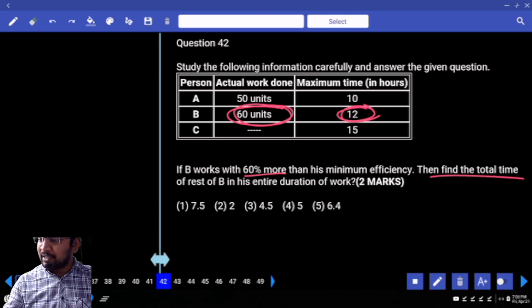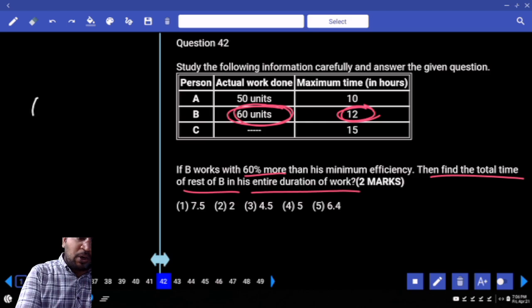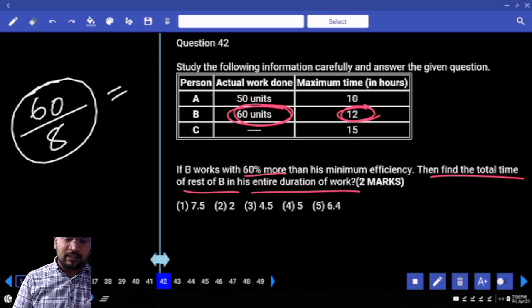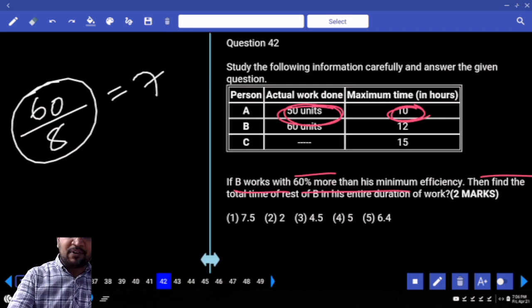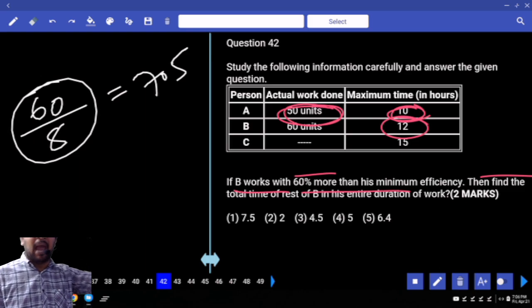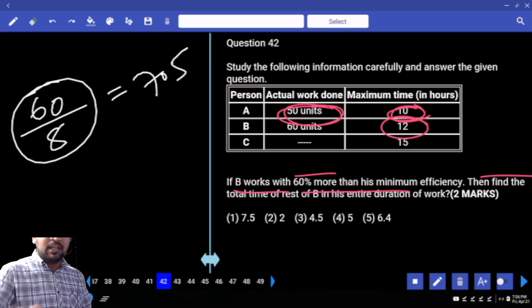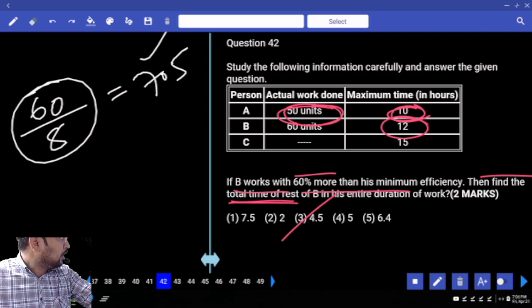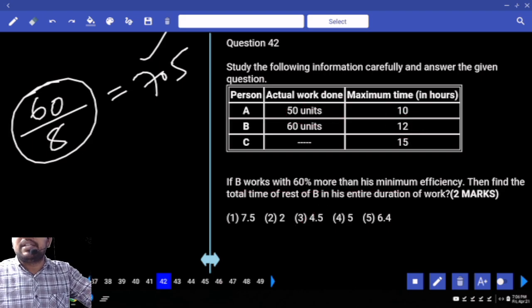Then find the total time of rest of B in the entire duration of the work. So the total work is 60. With the efficiency of 8, if they work, how many hours will it take? 7.5 hours. But the maximum time is how much? 12 hours. B's maximum time is 12 hours, but he is working for only 7.5 hours, so the rest time is 4.5 hours. Your answer is 4.5 hours. Shall I go for the next question?